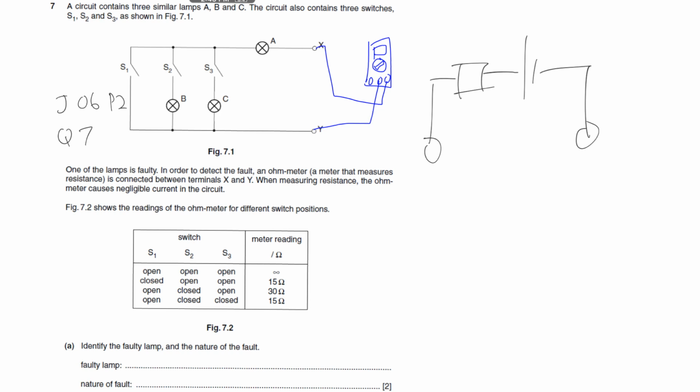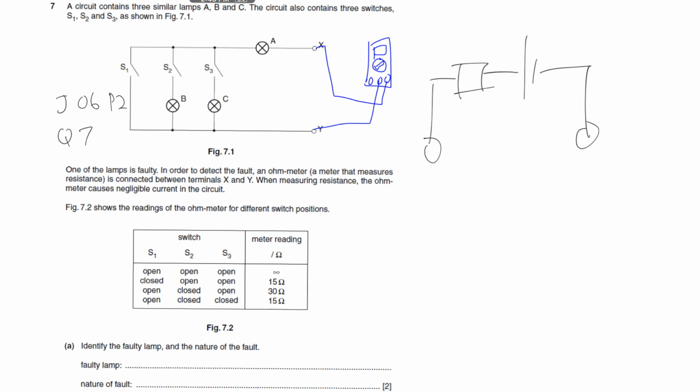Alright, next one. Open, closed, open. Current will come out from here, pass through this and come back. Can you see the circuit here? So these two are in series or parallel? Since the current comes here and also here and comes here, does it ever split? Series. So if one lamp is 15 ohm, two lamps in series must give you 30. Are you getting 30? That means A and B are not faulty.